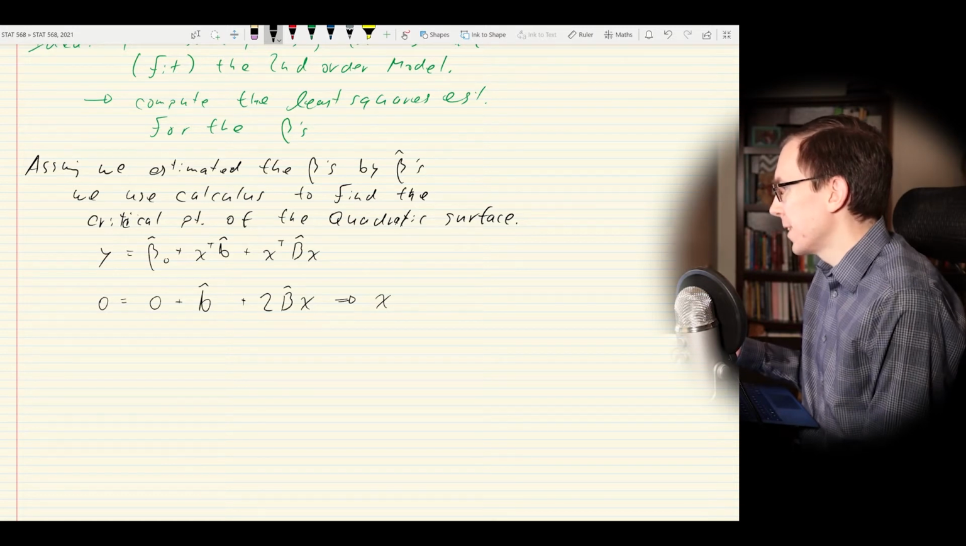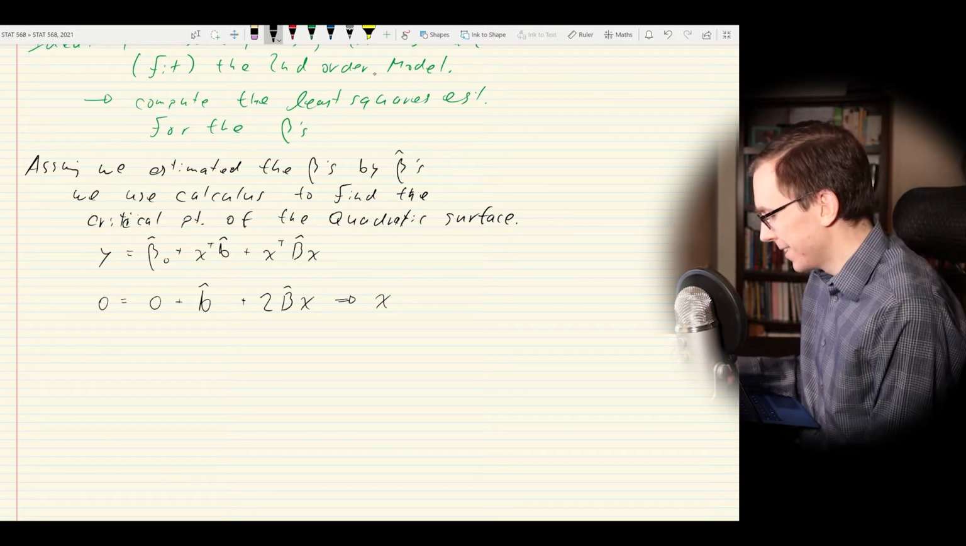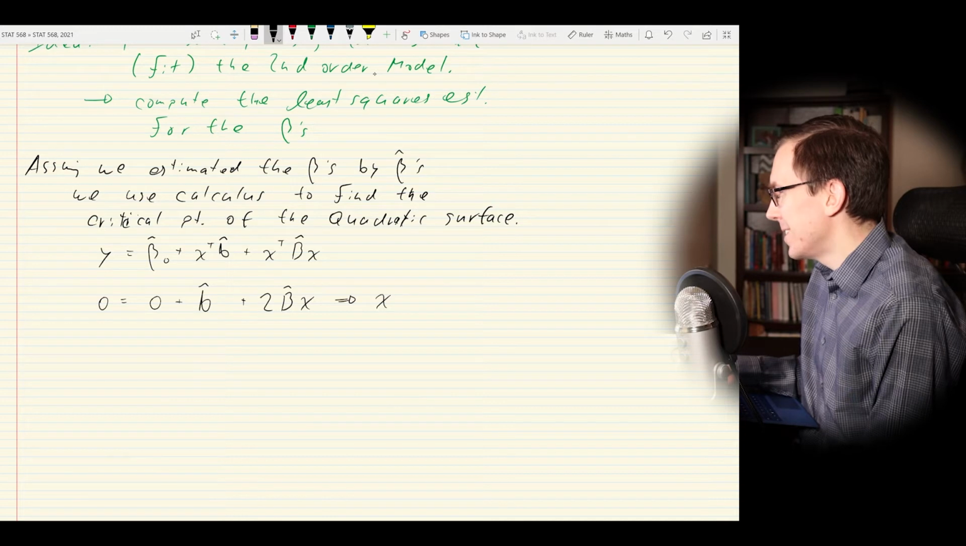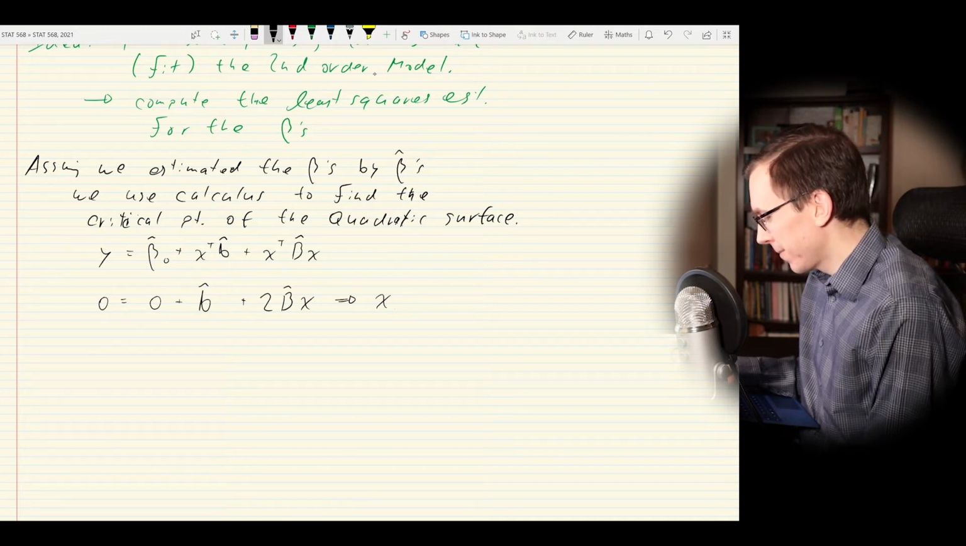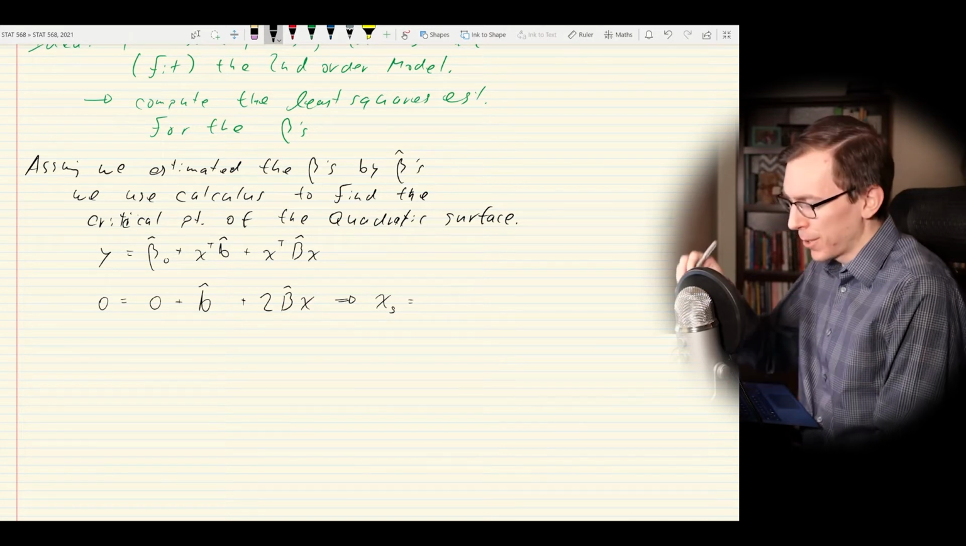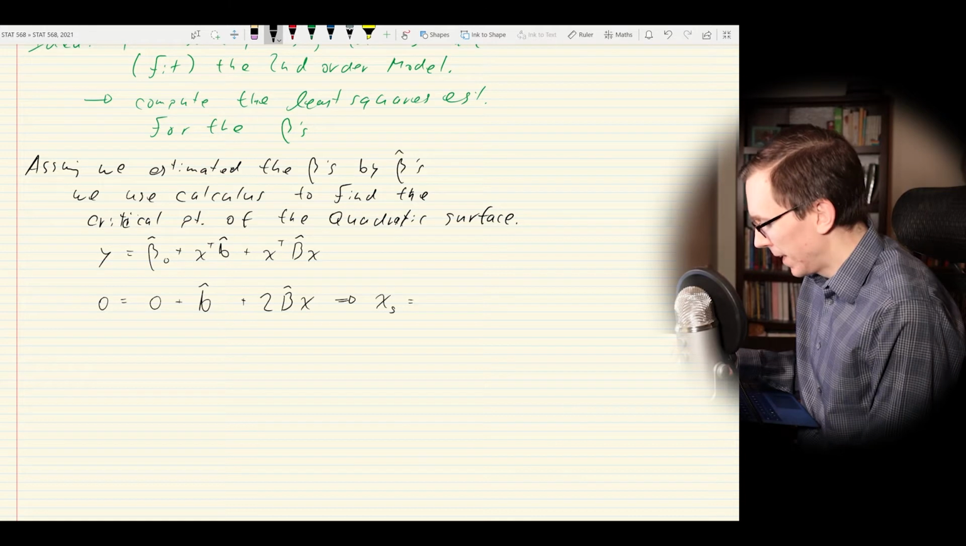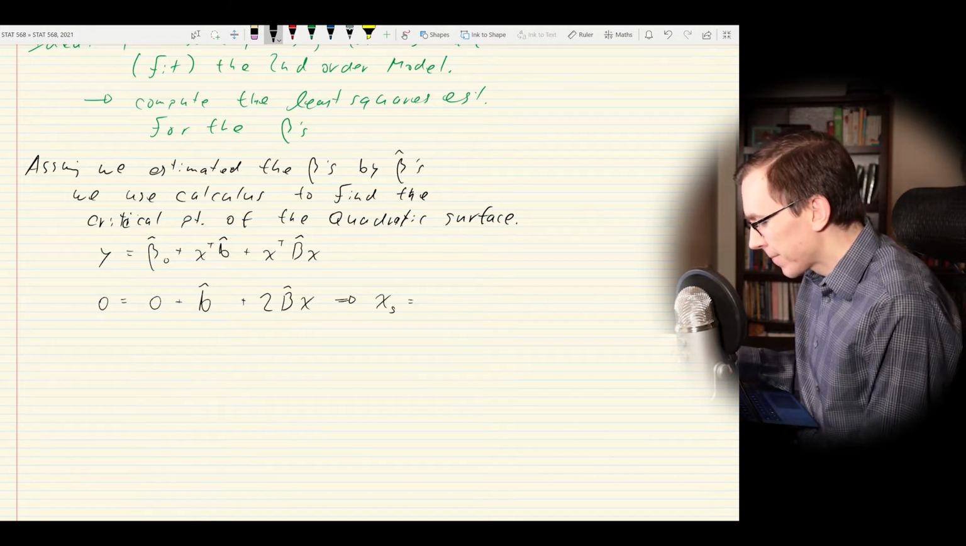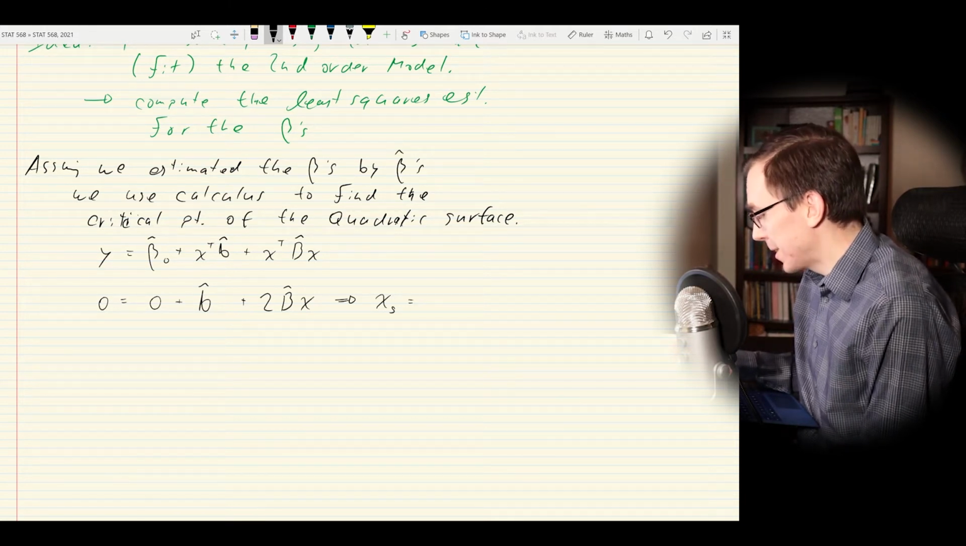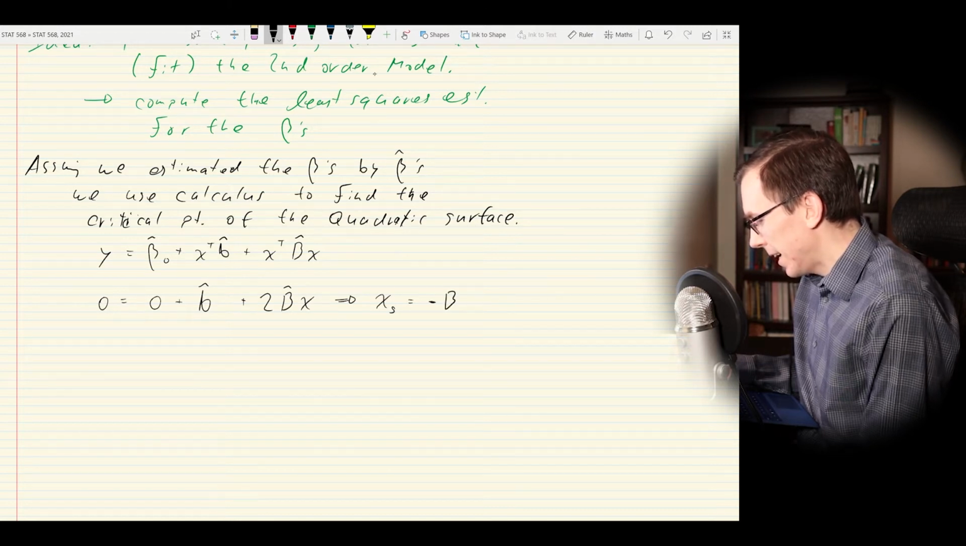What notation was I using? I was using x sub s to be the stationary or critical point. So x sub s is going to be the point that we're looking for. Remember, a quadratic should have one critical or stationary point in it. And what that's going to be is something like minus B hat inverse times vector b over 2.